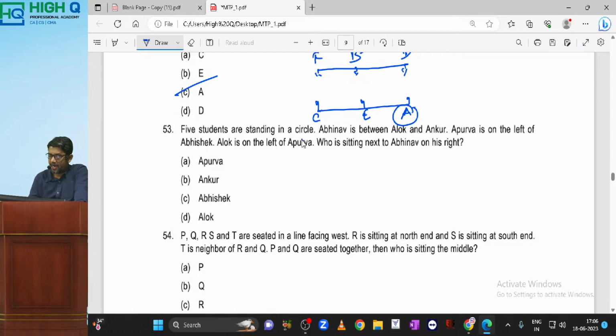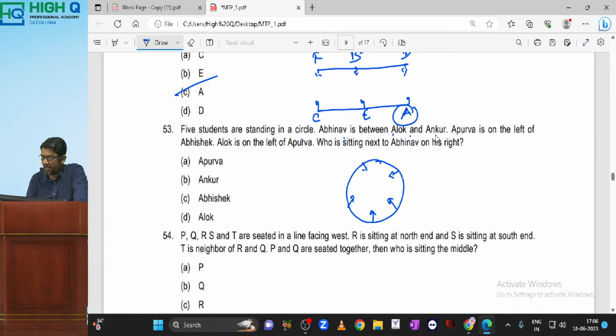5 students are standing in a circle. See, when 4 students, 5 students questions come, when it comes to seating arrangement, you are not supposed to leave. You have to do it. 5 students means what will come? 1, 2, 3, 4, 5.